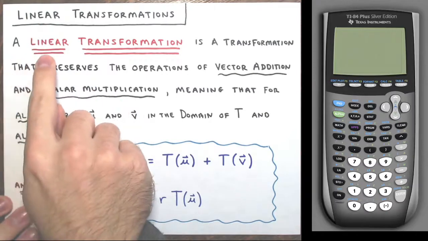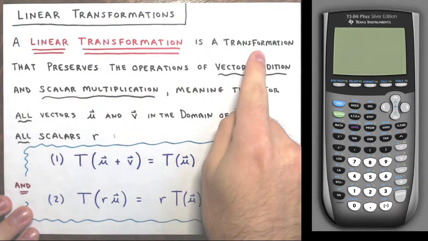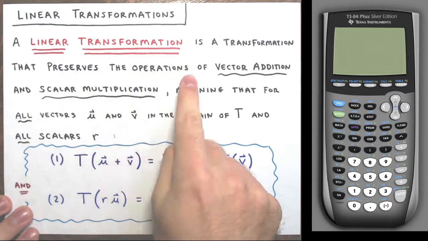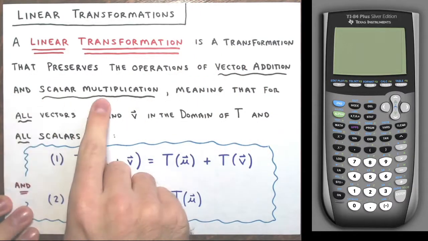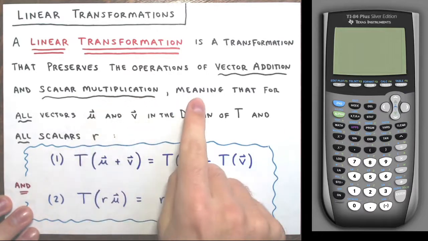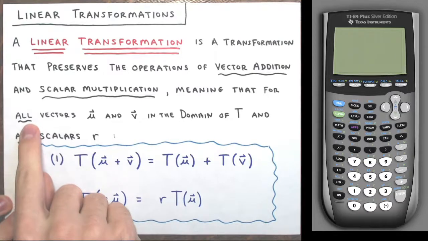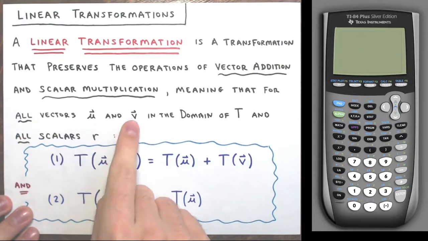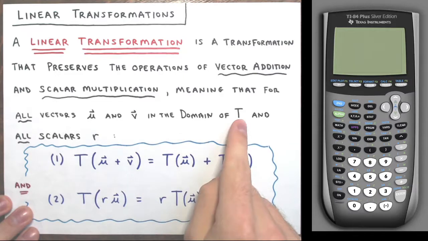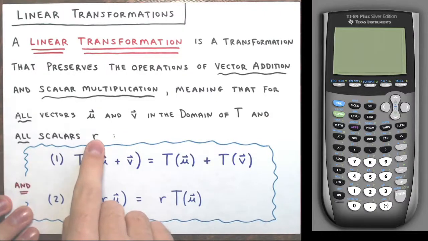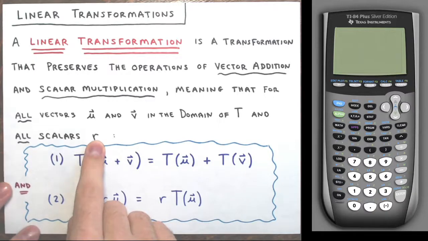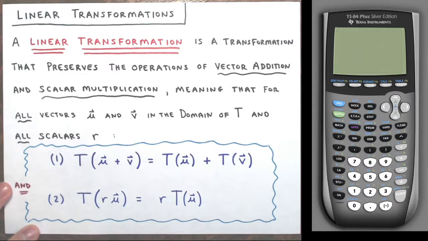All right, so a linear transformation is a transformation that preserves the operations of vector addition and scalar multiplication. And I'll explain what that means. It means that for all vectors, say u and v, these are representing any vector from the domain of T, from the domain of the transformation, and all scalars r. Now the scalars can belong to some field. Usually it'll be the field of the real numbers. That'll be our set of scalars. But not always, but for the most part we're going to deal with real numbers as scalars.